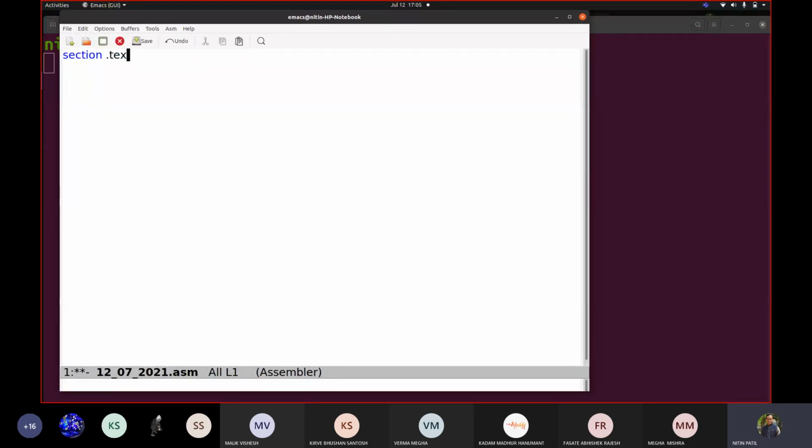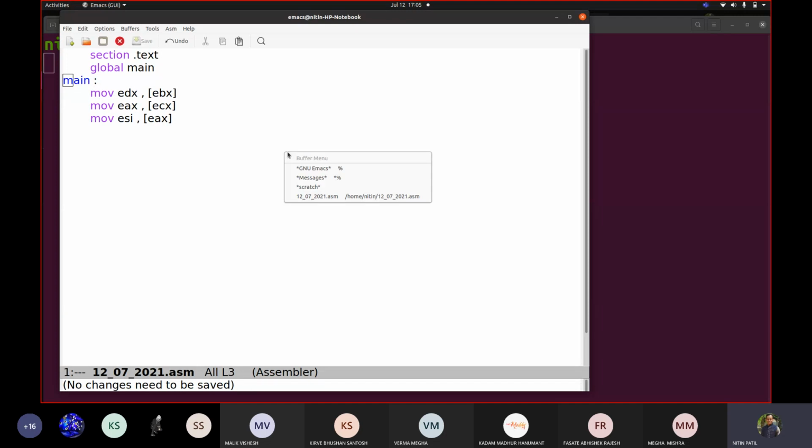So section .text. I'm taking directly section .text, global main. Move edx, ebx; move ecx, ... ; move esi, eax. Okay, suppose we have these instructions. We will work out the remaining two later, but let us say we have this.